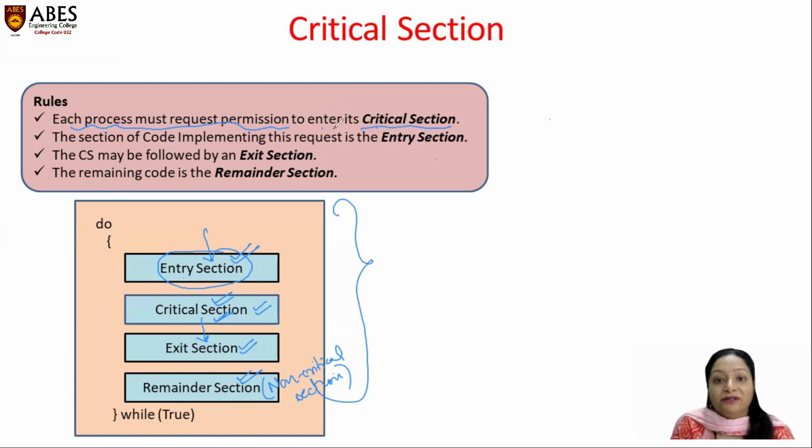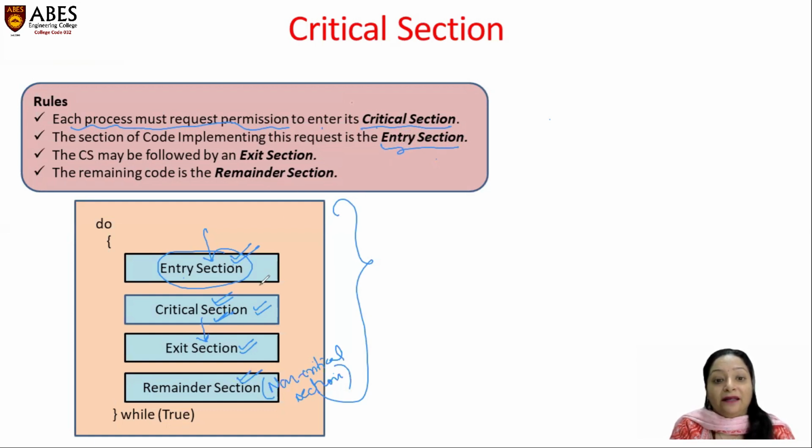There are some rules written that each process must request permission to enter its critical section. Without permission, no process can enter the critical section. The section of code implementing this request will be the entry section. So whatever code executes for the permission will be written in the entry section.